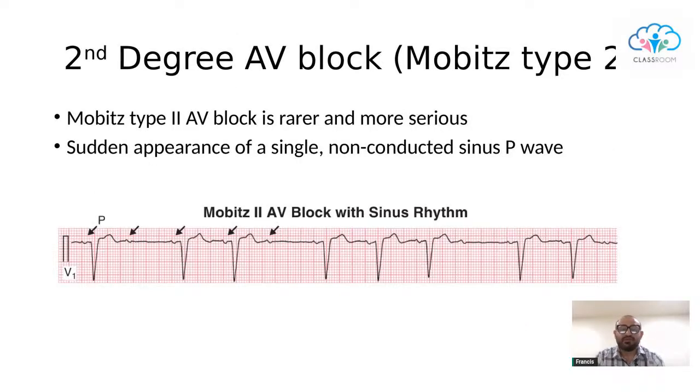The Mobitz type 2 AV block is rarer but is more serious and may warrant a pacemaker because there's a high chance that these can deteriorate further into complete heart blocks. Here, the PR interval is fairly constant, but then suddenly you will see the appearance of a single non-conducted P wave as seen over here.